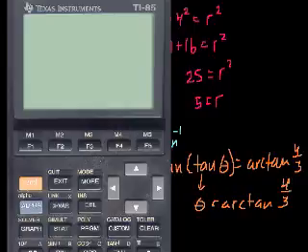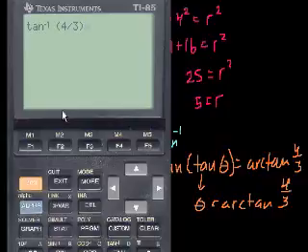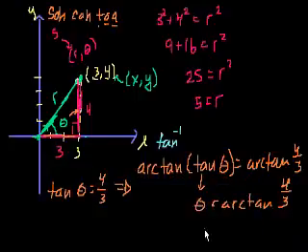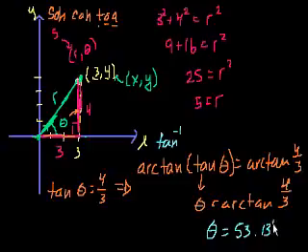So you press second, inverse tangent of 4 divided by 3. And I already set my calculator to degree mode. It gives you 53.13 degrees. So theta is equal to 53.13 degrees. So there you have it.